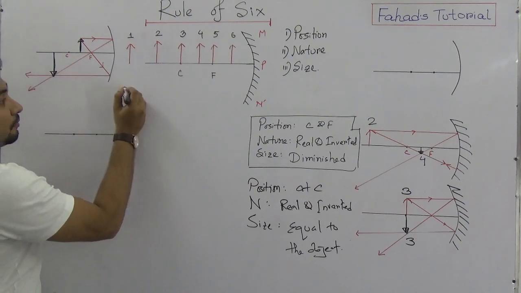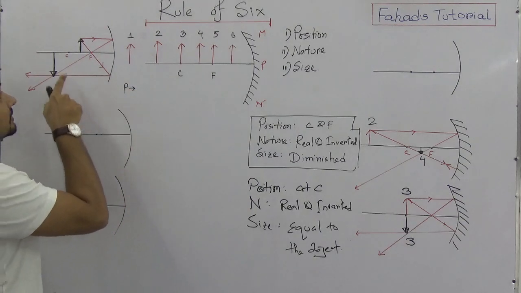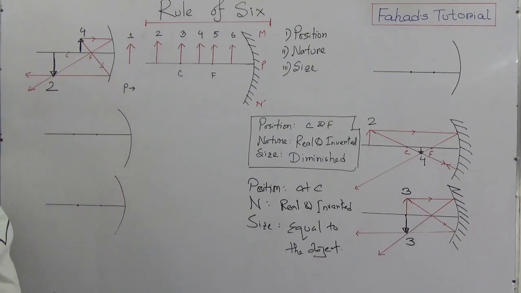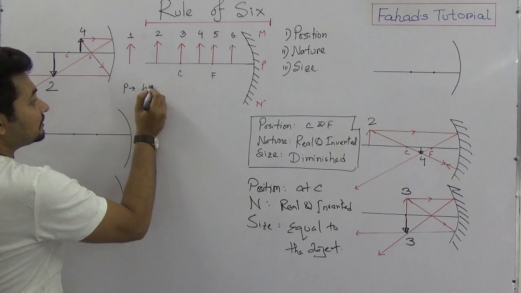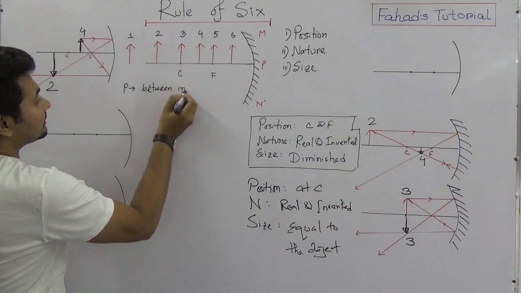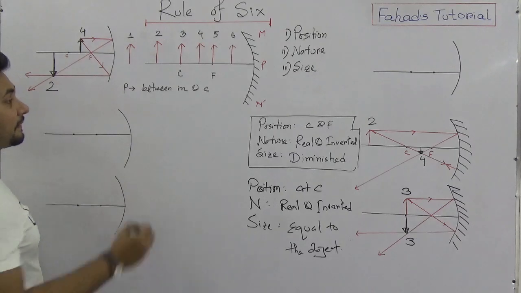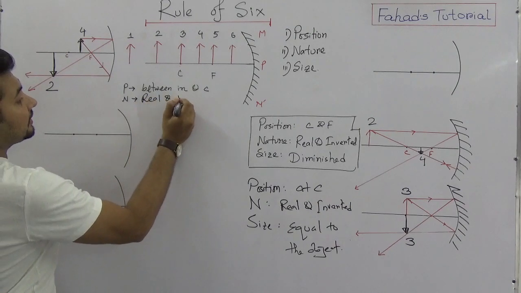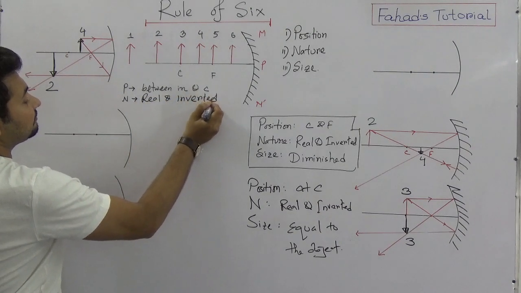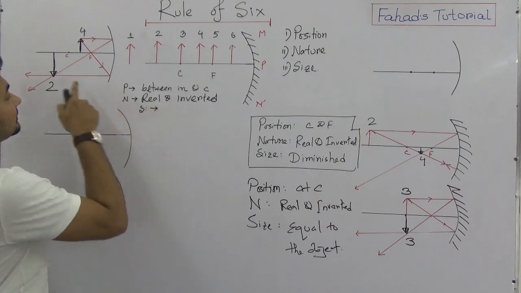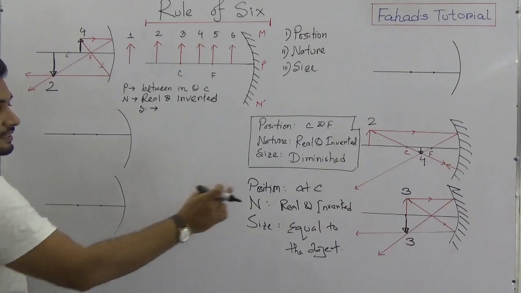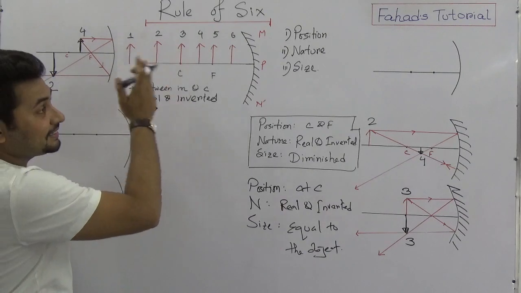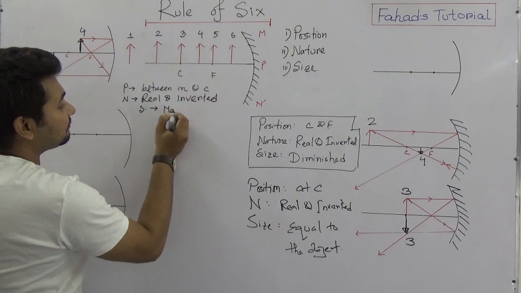So in this case, what would be the position? As this is position 4, the image position would be 2. So the position is between infinity and the center of curvature. Now what is the nature of the image? That is definitely real and inverted. And the size is now magnified. It was equal, then diminished, and as I come nearer to the mirror, now the size is magnified.